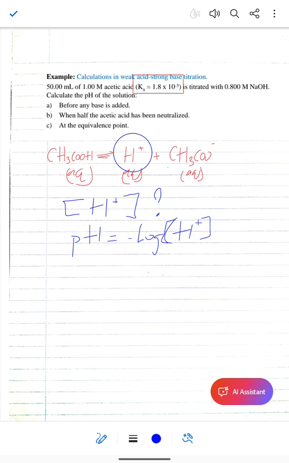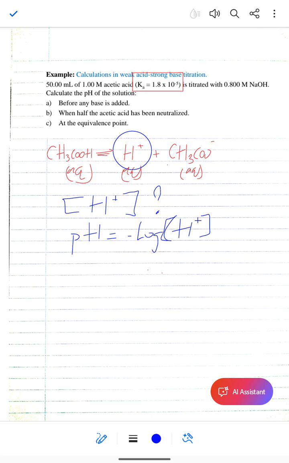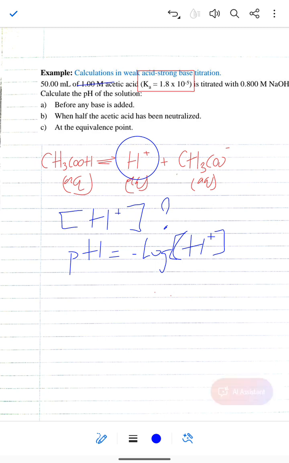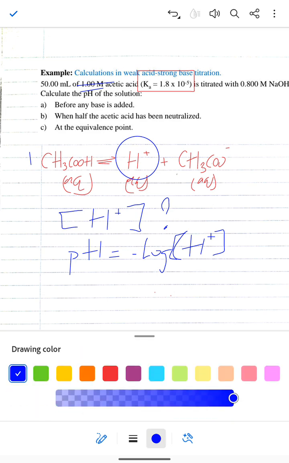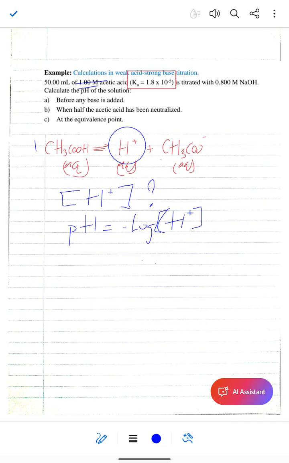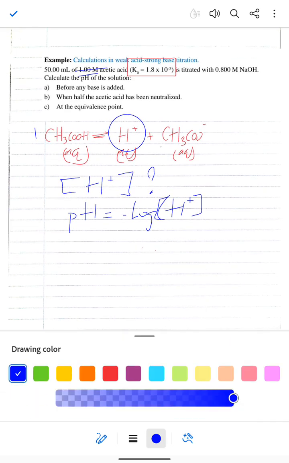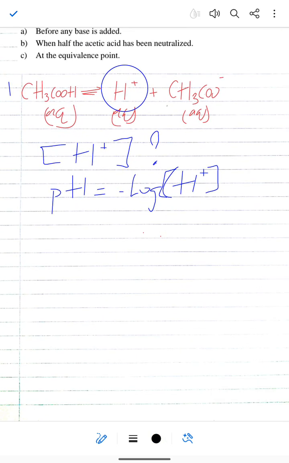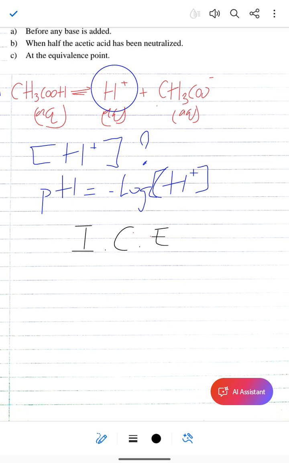But then how can I do that? Well, we were given the initial concentration of acetic acid, which is this one, and this is a 1:1 ratio. So that means I can find the concentration of this hydrogen ion using the ICE table. So maybe let me draw down my ICE table.